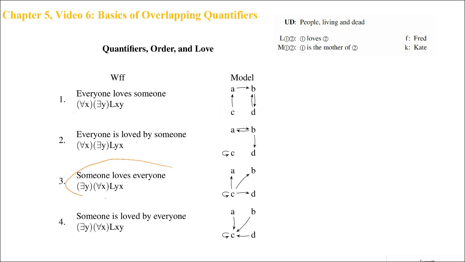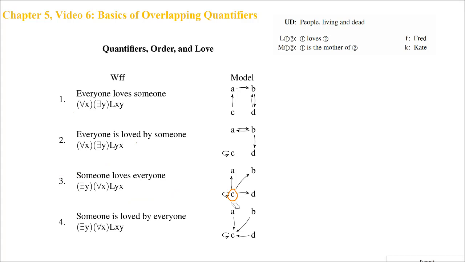Now look at 3. Someone loves everyone. If we look at C here, C loves him or herself, but also loves A, B, and D. So there is at least one person, this very loving C, who loves everyone. And so that picture makes 3 true.